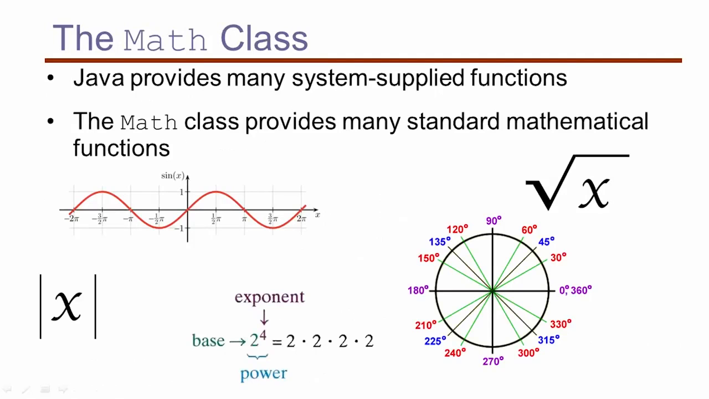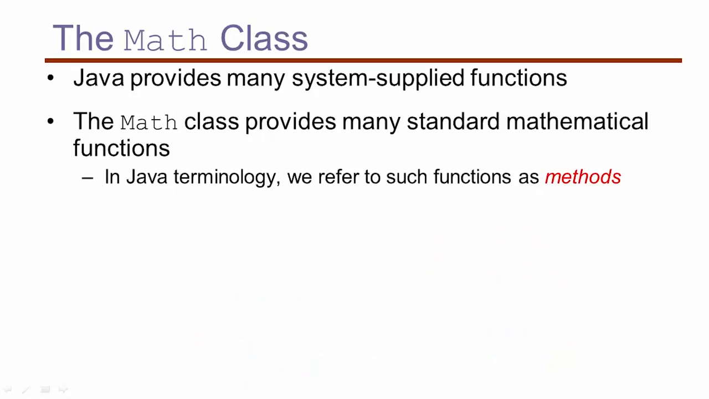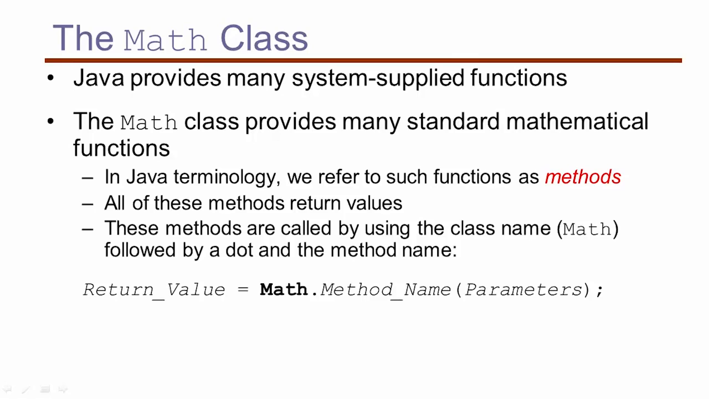The Java language provides many useful predefined functions, which are grouped together in collections called classes. In particular, there is the Math class that provides many of the standard math functions that we may want to use. In Java terminology, these functions are referred to as methods. And for the Math class, all these methods will return values back to us that we can then use as we wish. To use or call these methods, we need to specify the class name, which is Math with a capital M, followed by a dot, which is followed by the name of the method.